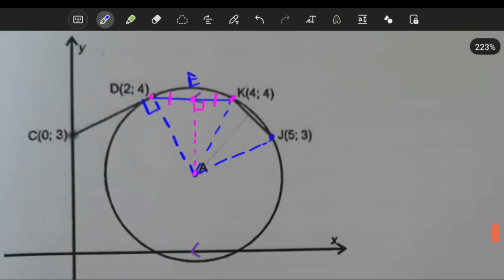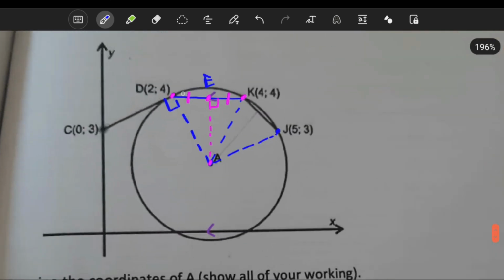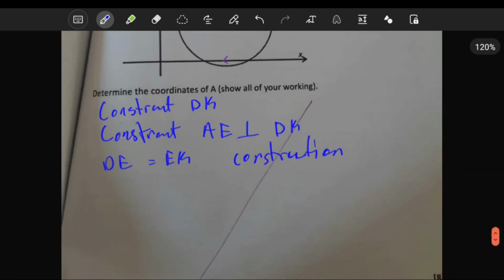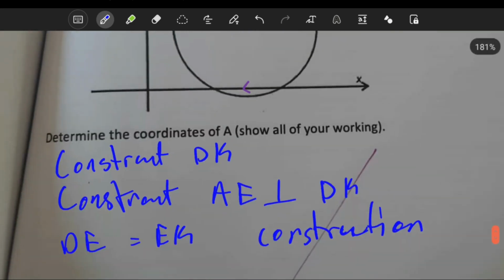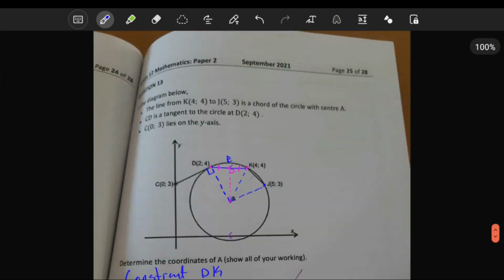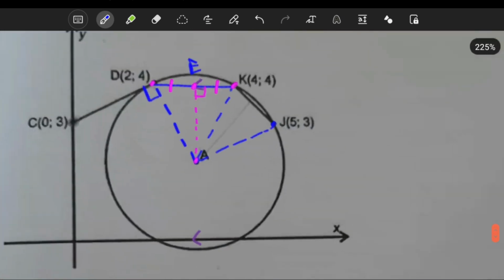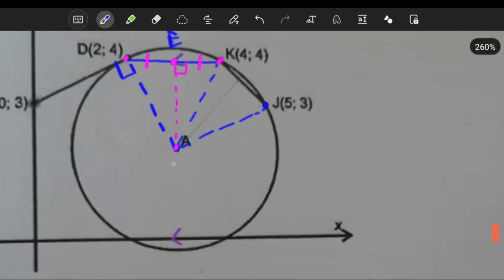Having done that, you know that technically speaking, the x value of A is now going to be a 3, because if this is a 2 and this is a 4, right in the middle here, you know it's a 3. So here you can then say, therefore A, you know that the x value is a 3, the y value you don't know yet. So now you can easily work out what they wanted us to work out in the first place, the coordinates of A. So here now you know that A is 3 comma y.